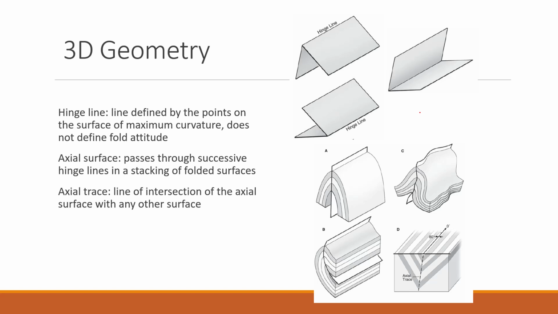The axial trace is a line of intersection of that surface with any other surface. So these boxes are our axial surfaces. Where that axial surface intersects the fold surface, that would be considered an axial trace. So we need to talk about both the hinge line and that axial surface in order to describe the fold correctly. And the hinge line is not going to be the same as the axial trace. We need both of those to describe the fold fully.